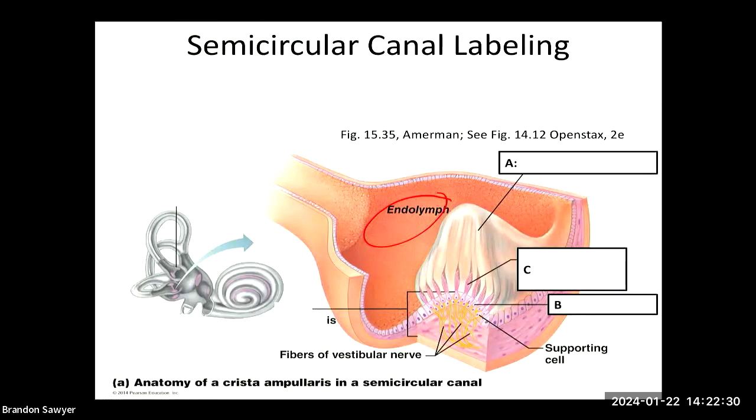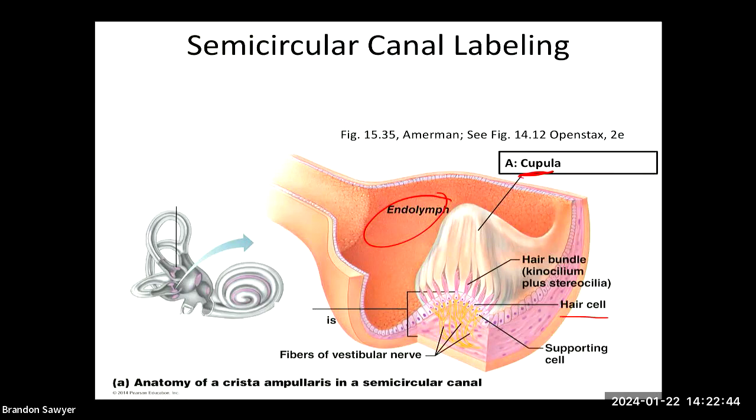So the endolymph is the fluid, okay? And so that fluid's spinning around those canals, right? The cupula is the thing sticking up in the middle. The hair cells we can see there, okay? And then that hair cell bundle.